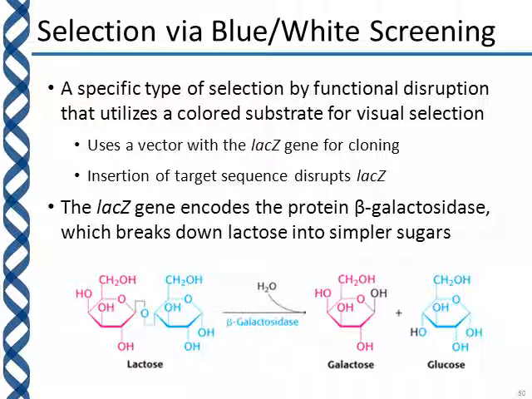The LacZ gene encodes for the protein beta-galactosidase, which breaks down lactose into simpler sugars. Here we show that lactose is broken down into galactose and glucose.